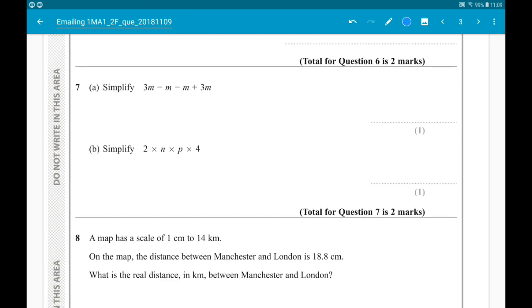Okay, number 7. So for number 7, we want to simplify 3m minus m minus m add 3m. Okay, so working from the left, 3m minus m is 2m. Minus m is 1m, add 3m gives us 4m.